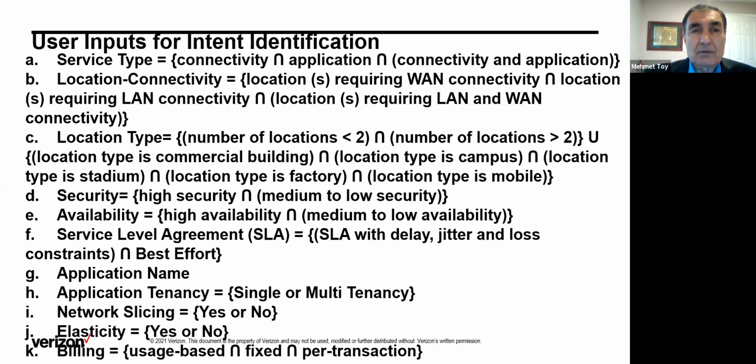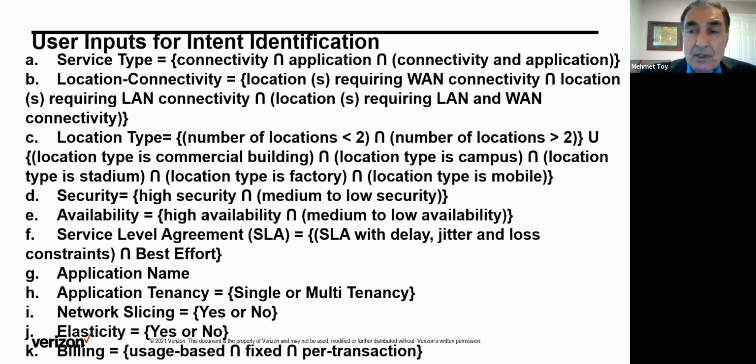Now, in terms of the location and connectivity, maybe they would like to have one location or multiple locations requiring WAN connectivity, or maybe LAN connectivity, maybe a combination of that. And the location type is whether less than 2, whether more than 2, and also whether the location is a commercial building, non-commercial, as I mentioned before, or mobile, and things like that, because that impacts how you really design the service and what service that you use. Of course, the security, availability, and SLA follow the same approach.